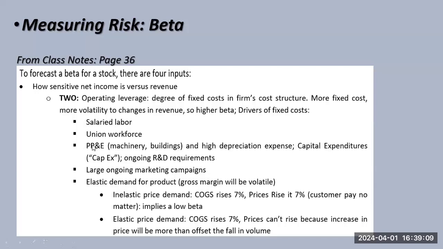Firms with a lot of property, plant, and equipment, that's going to give them a high depreciation cost. It's going to make their net income look very, very volatile. Firms with high CapEx, they have to spend a lot of money on capital expenditures. That's going to make them high fixed costs. Firms like pharmaceuticals with high research and development costs, that can be a high cost.